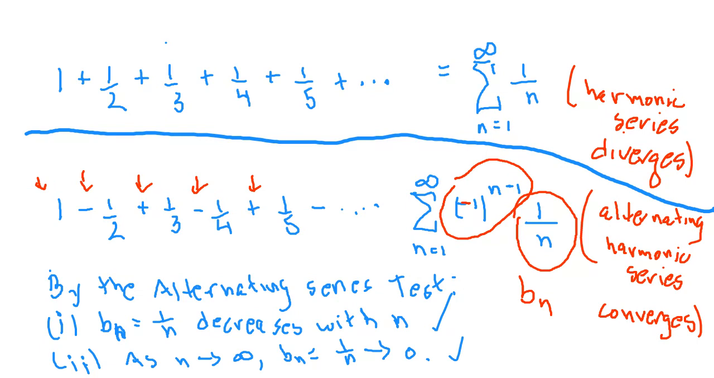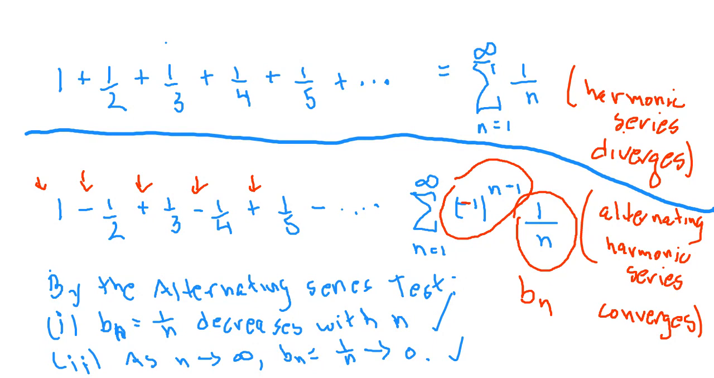Okay, are there any questions on that? Yes, Jonathan. I don't understand how the first condition is met. For b sub n plus 1 is less than or equal to b sub n for all n values.